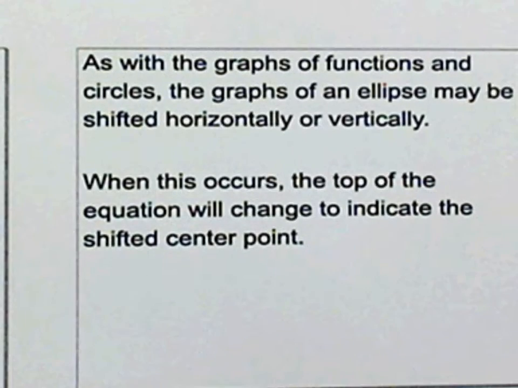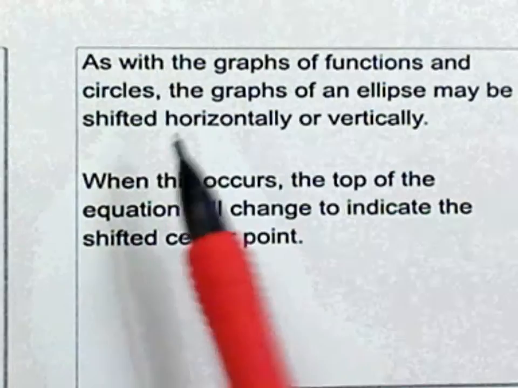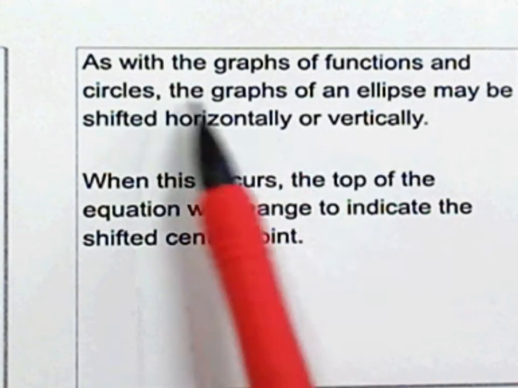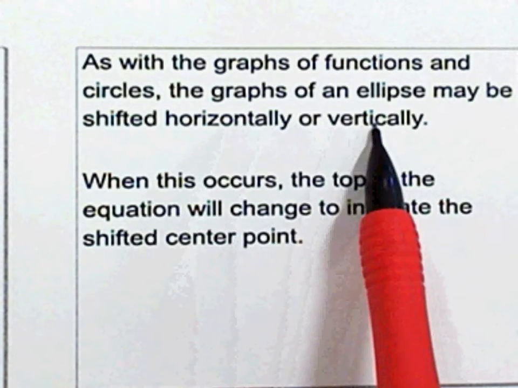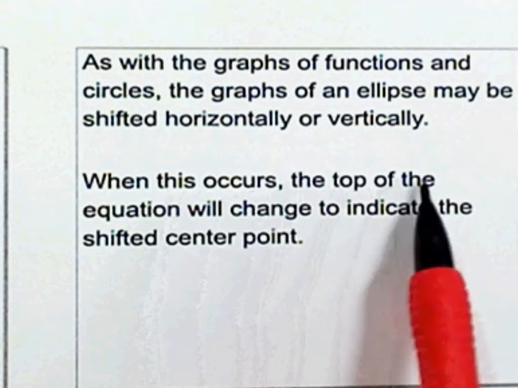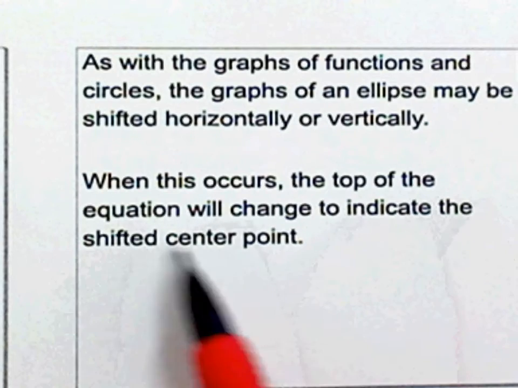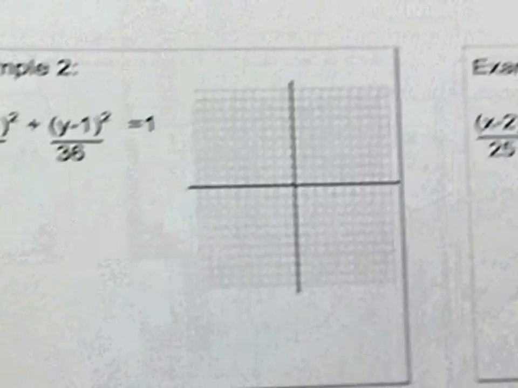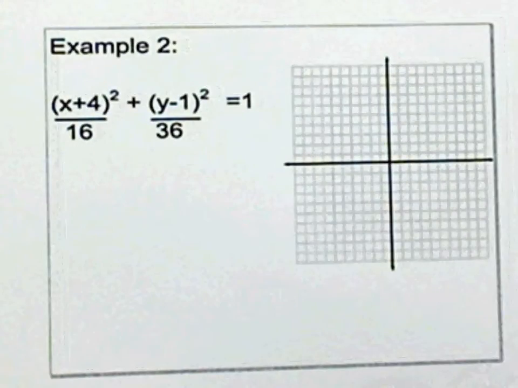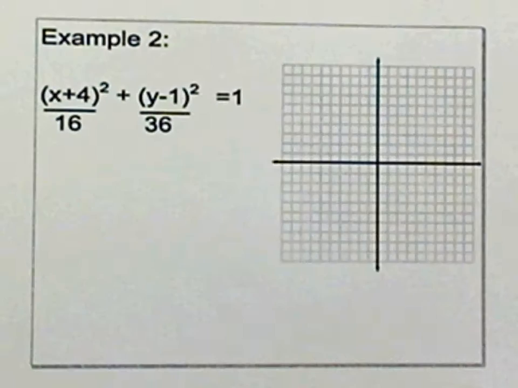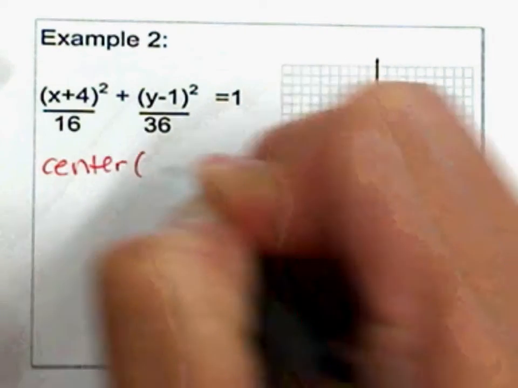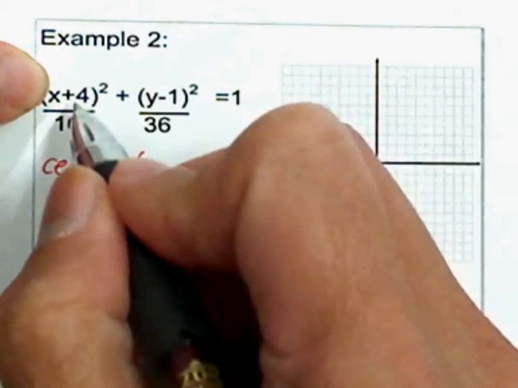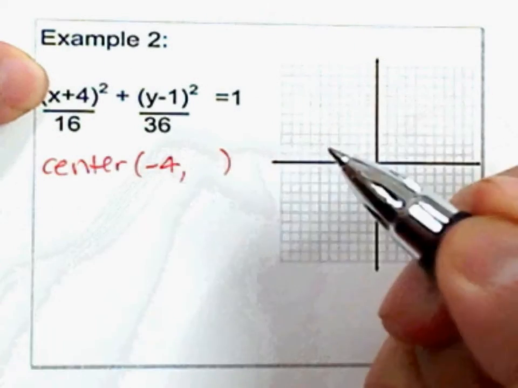All right. As with the graphs of functions and circles, the graphs of an ellipse may be shifted horizontally, left and right, or vertically, up and down. When this occurs, the top of the equation will change to indicate the shifted center point. For example, let's look at this example right here. So, your center, just like a circle, is always opposite. Opposite of positive 4 is negative 4. Opposite of negative 1 is positive 1.